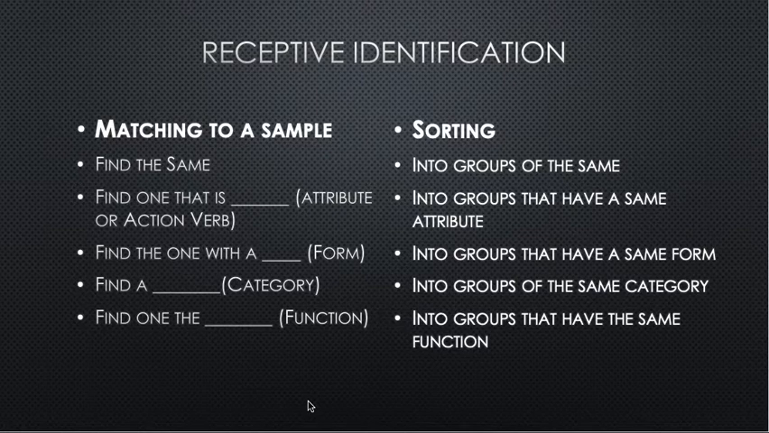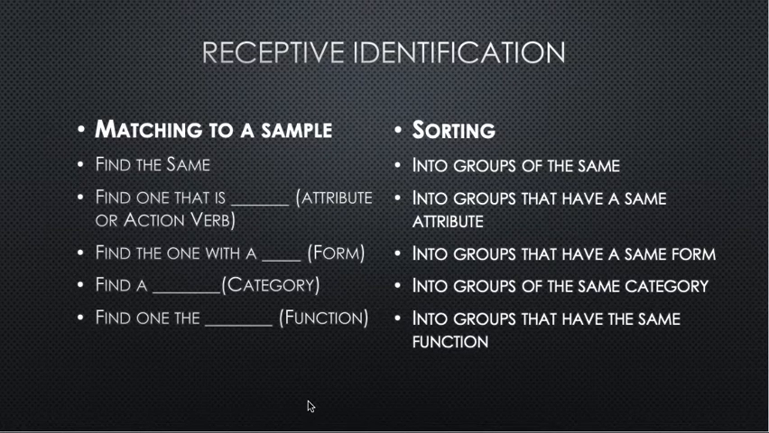Find one that's a complete sentence. Find me a question versus a statement. All of those would fit into this form category. And then you can move into a category. So find me a vegetable, find me a fruit, find me an appliance, find me furniture, find me a writing utensil.